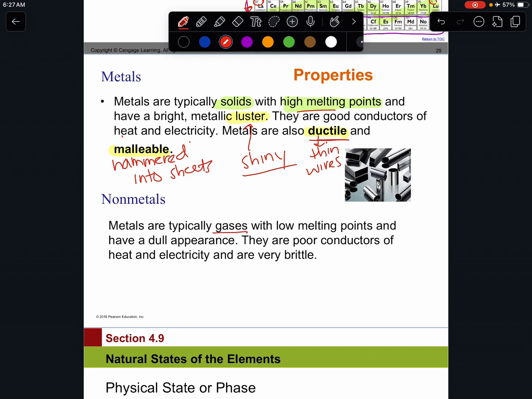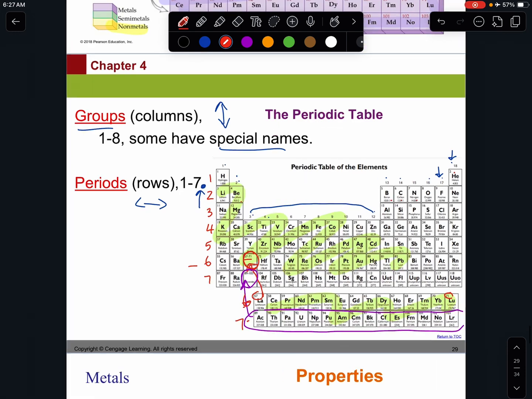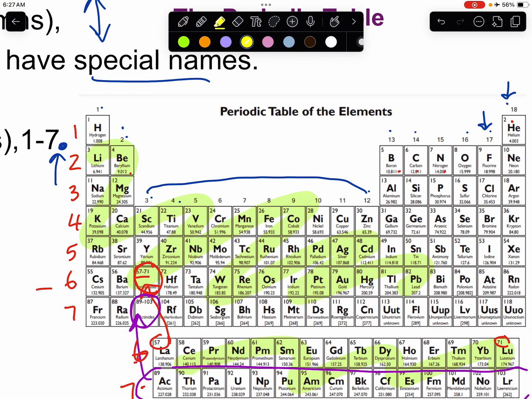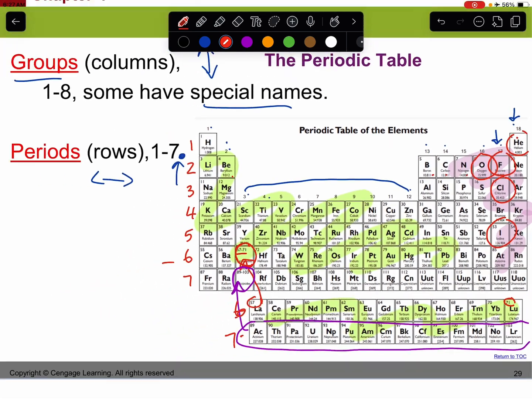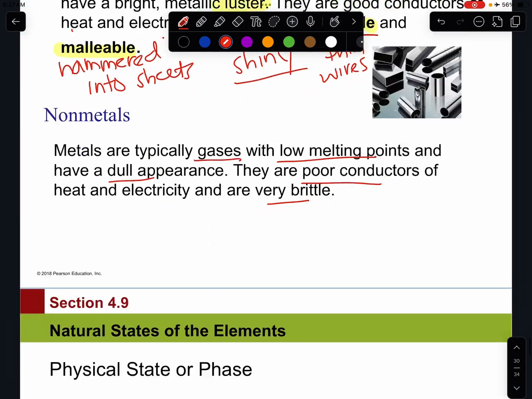Now, nonmetals are basically the opposite. They're typically gases. They have low melting points. It doesn't take very much to evaporate them. They are very dull. They really don't conduct electricity or heat, and they are very brittle. We do not use these in everyday building. You can see the nonmetals are over here, and mostly they are oxygen, which we breathe, chlorine gas, bromine, iodine, which is used in the medical field, fluorine, those things, helium for balloons. You can see most of those are gases. Okay?